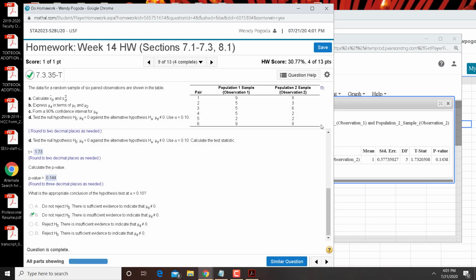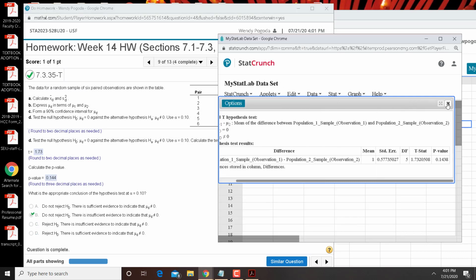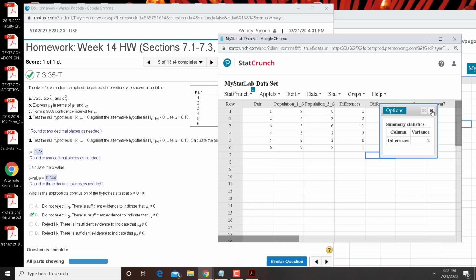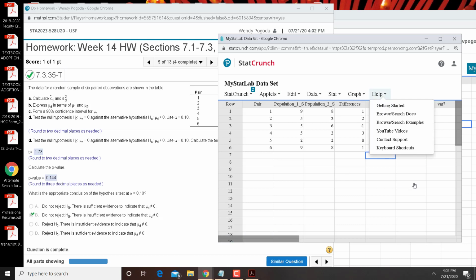Just to show really quick before we move on to the next question, I could have done this after I got my differences, which again, you can easily just calculate by subtracting each of these numbers to get these differences. Oh, I accidentally have 2 columns here. Let's see if I can delete one of them.